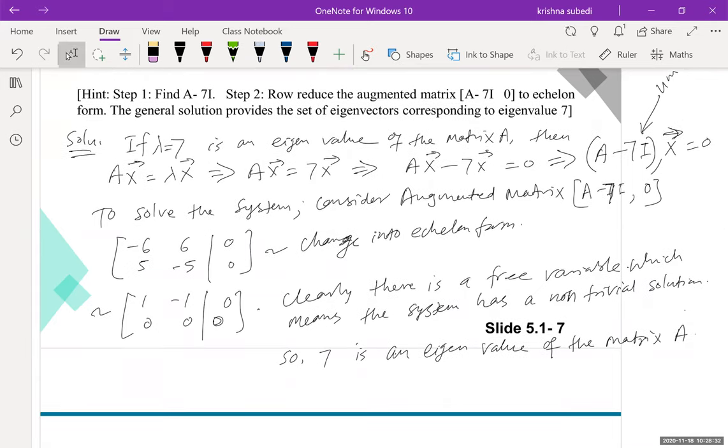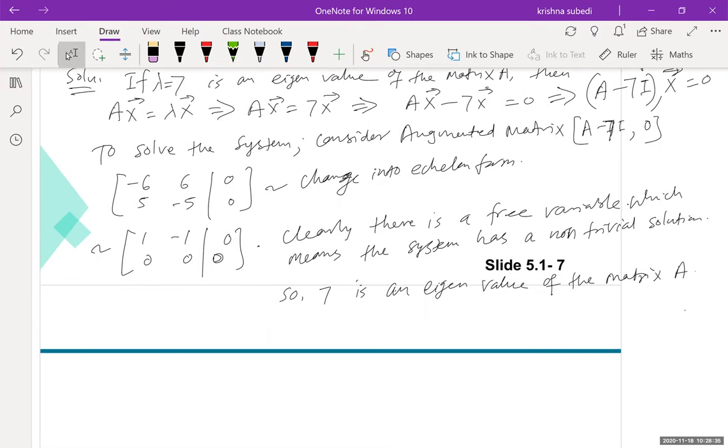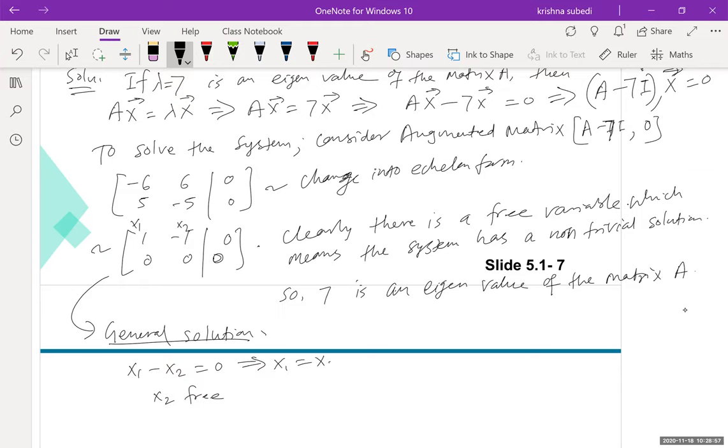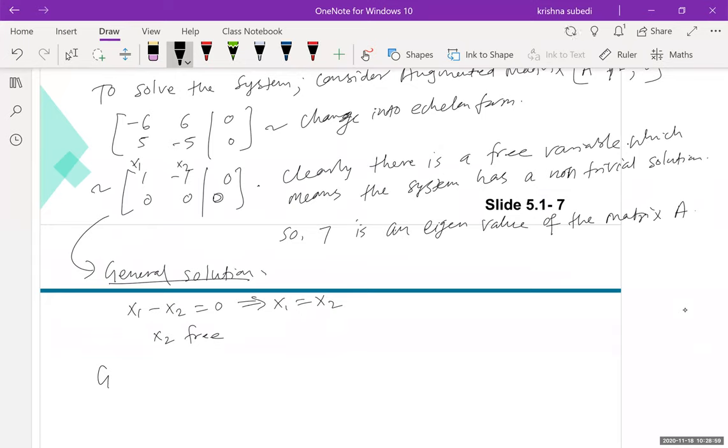Now, the question also asks us to find the eigenvectors. So let us find eigenvectors. How do we do that? Let us write down the general solution. You already know how to write the general solution. This is your x1, x2. So basically you get x1 minus x2 equal to zero and x2 free. So this gives me x1 equals x2. So the general solution is x equals x1, x2 equals x2 times 1, 1.